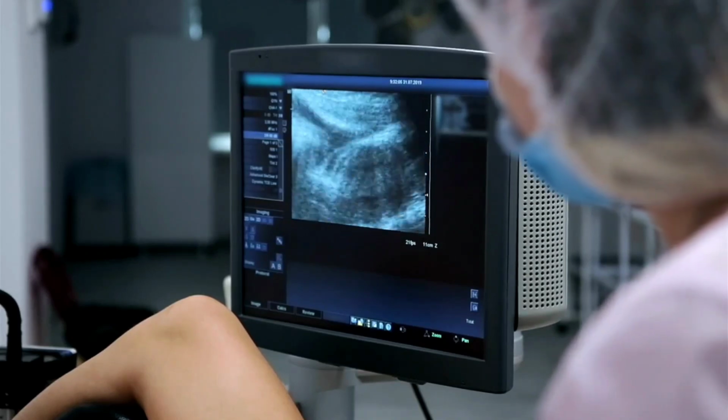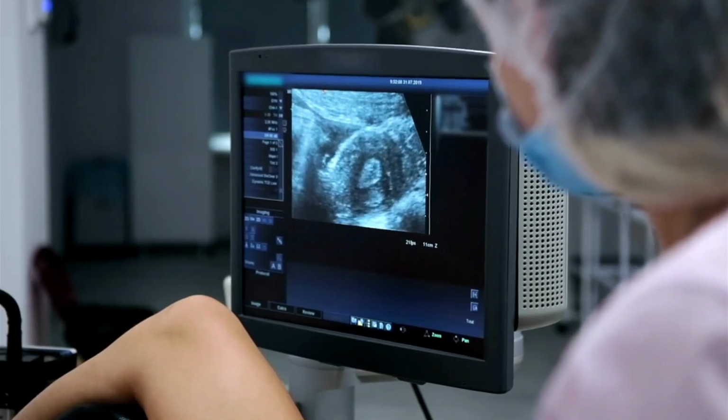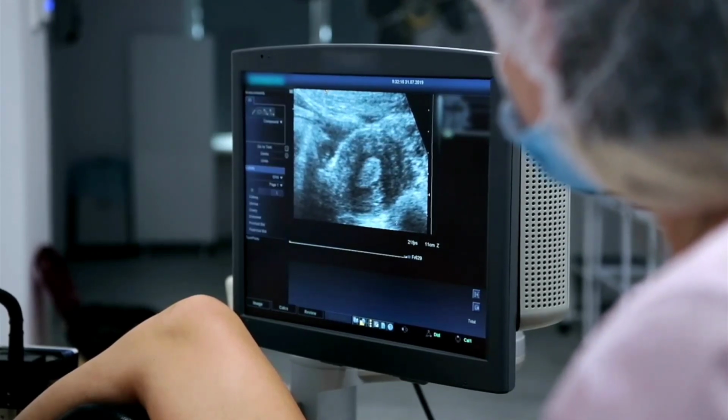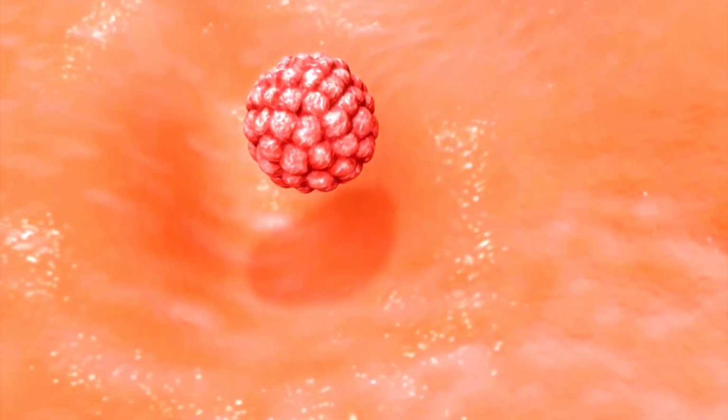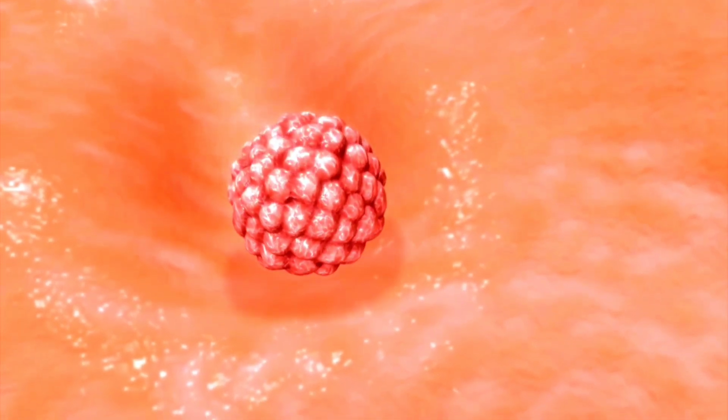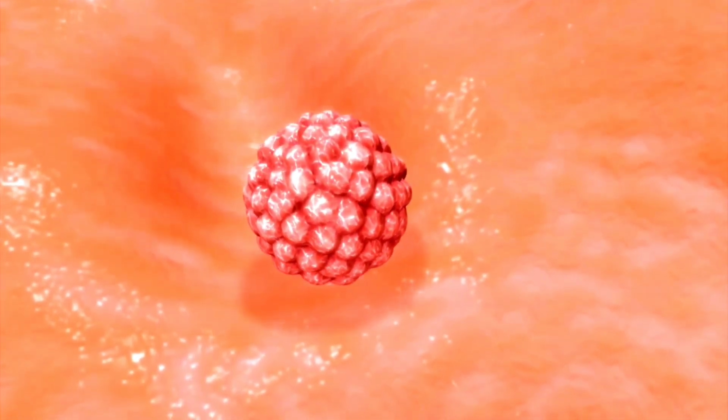Fifth step: embryo transfer. Embryo transfer is a simple and painless procedure which is sometimes carried out under ultrasound control. It is carried out using a thin and flexible catheter inserted vaginally into the uterus, with the patient lying in the gynecological position. The embryo is deposited inside the uterus and develops there until its establishment.